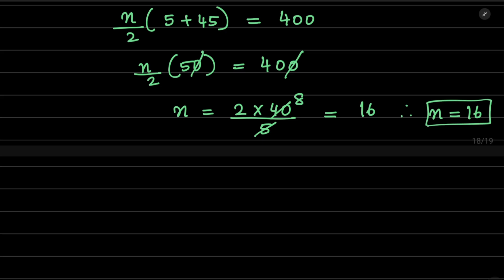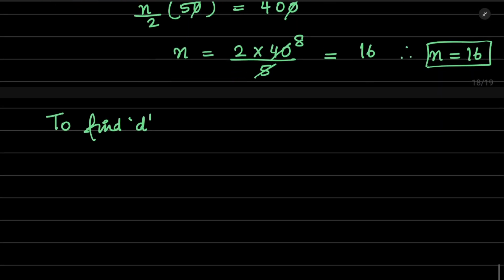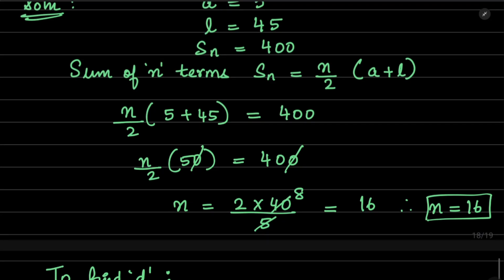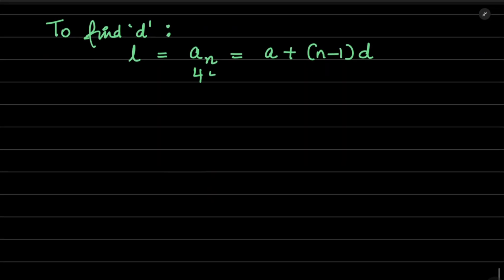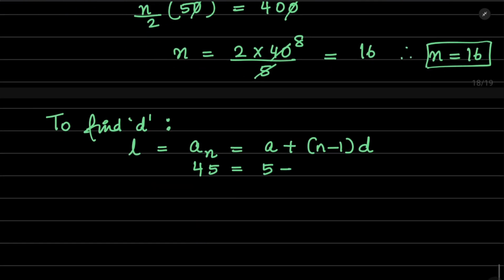Now in order to find your d, you have to find your d as well. Always remember the last term in an AP is otherwise also the nth term. The nth term is always the last term. So l is equal to the nth term, which is equal to the formula a plus n minus 1 into d. So what is the last term that we have? It is 45. So 45 is equal to, what is the first term which is given? a is 5, plus, what is n? 16 minus 1 into d. You have to just solve for d.